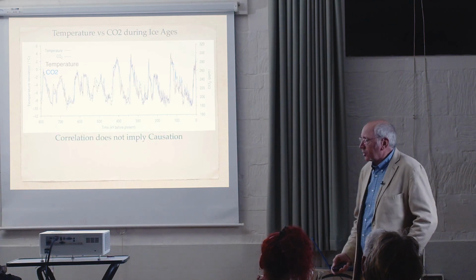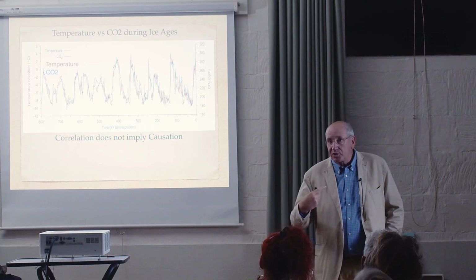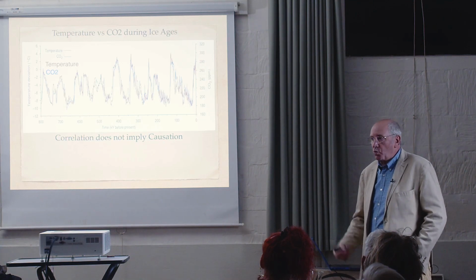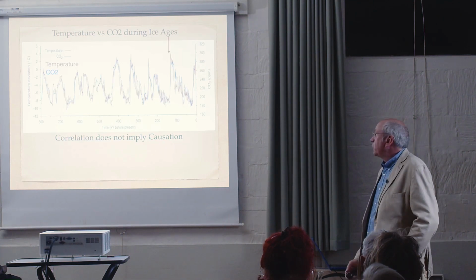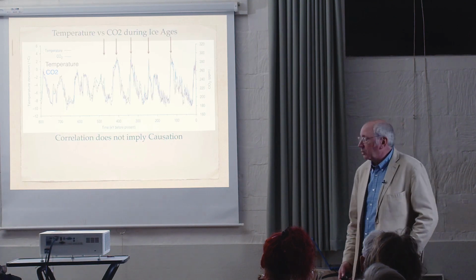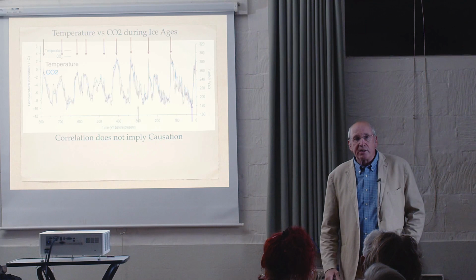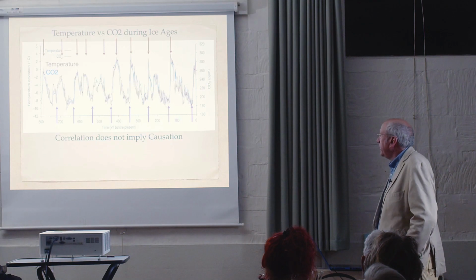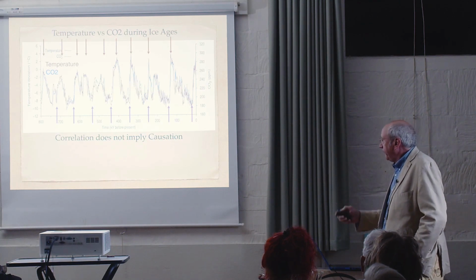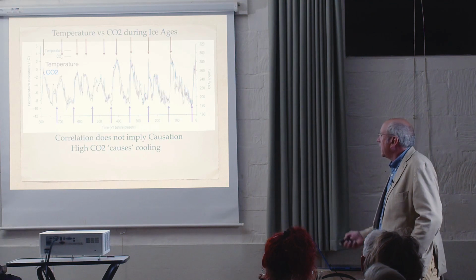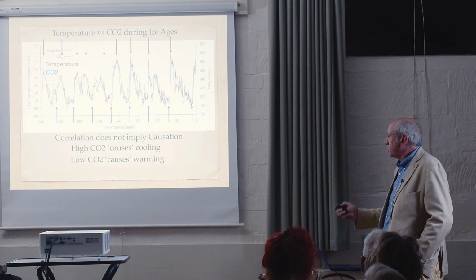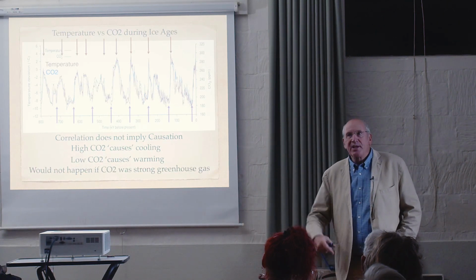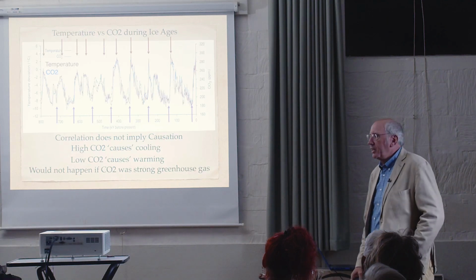Well, correlation does not imply causation. We've already seen that. If you want to imply causation, you need a rationale. You need evidence for causation, which they don't have. And we could say that when CO2 is high, the world cools, and when CO2 is low, the world warms, which is the opposite of what we've been told. So how do we explain this? High CO2 causes cooling, low CO2 causes warming, and this would not happen if CO2 was a very strong greenhouse gas. This goes against the CO2 narrative.